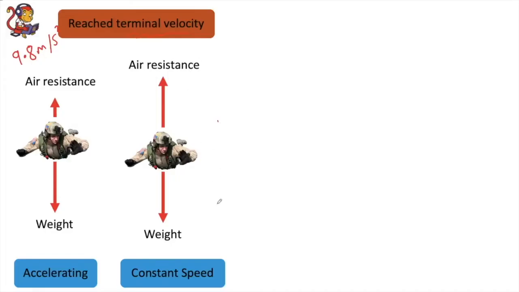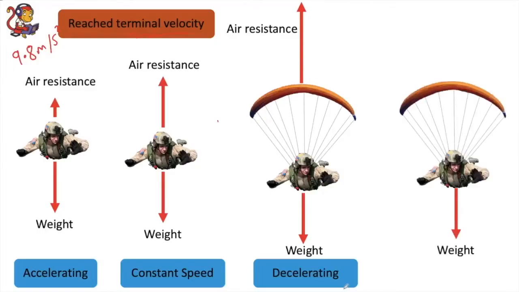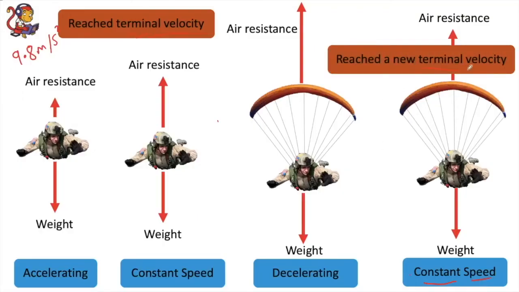the air resistance. So then the parachutist will deploy a parachute, and at this point there is a much larger air resistance and a smaller weight, which will cause a deceleration. And then finally, the air resistance and the weight will balance each other out again, because he'll slow down and air resistance will decrease. So those two will balance out again, and he will reach a new constant speed, and therefore, because he's falling, a new terminal velocity.